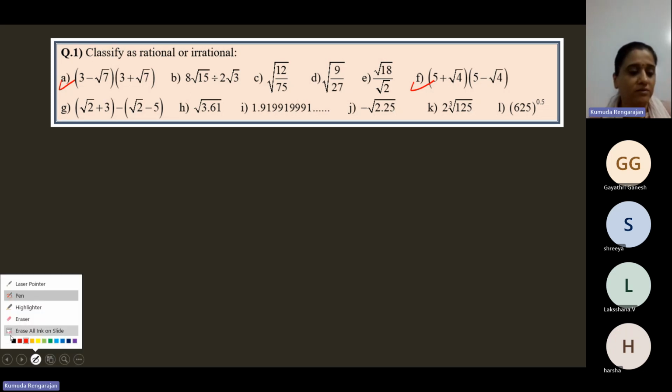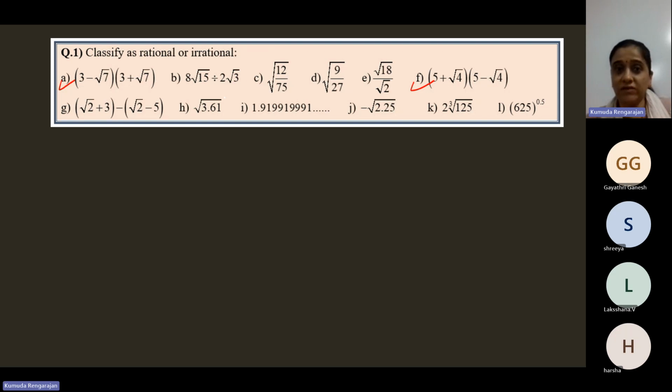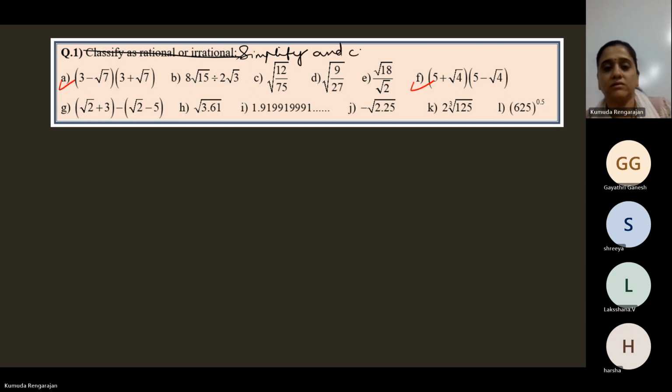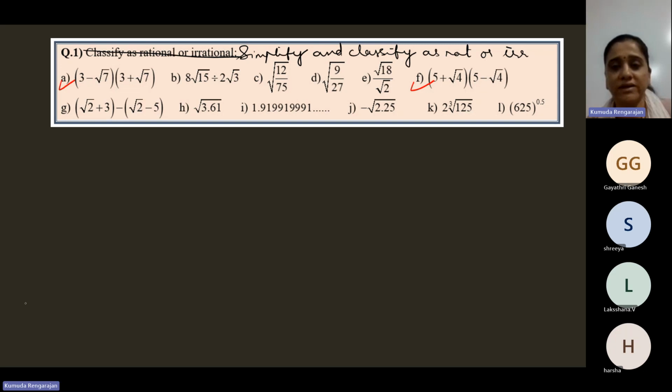I would like to modify the heading because I don't want you to just classify as rational or irrational. I want you to simplify and then classify as rationals or irrationals. Just add that to your heading. Simplify and then classify. Because you might rightly say that it is rational or irrational, but you should have simplified for me. You might classify them correctly without simplifying. No, but I want you to simplify and then classify as rational or irrational.